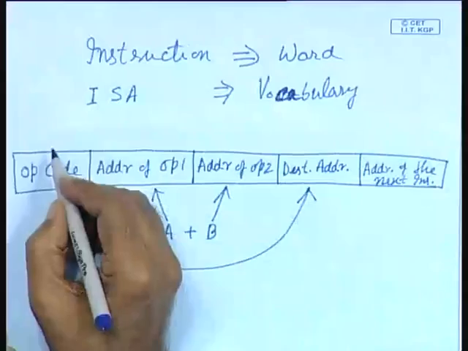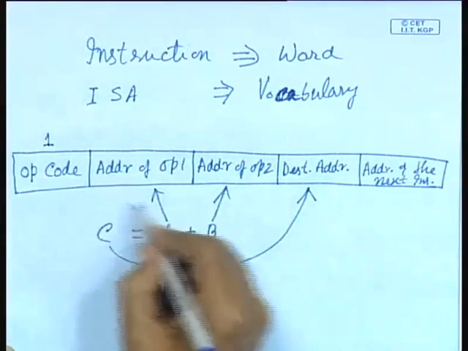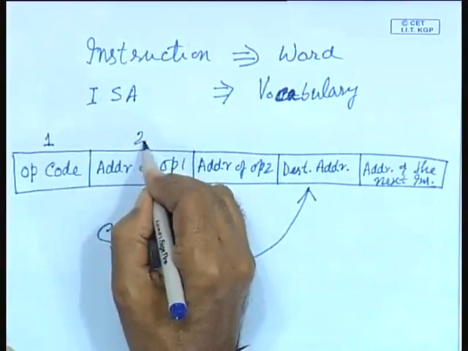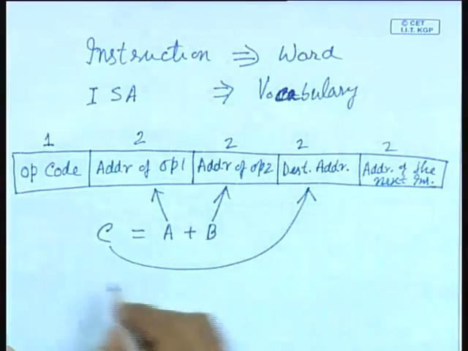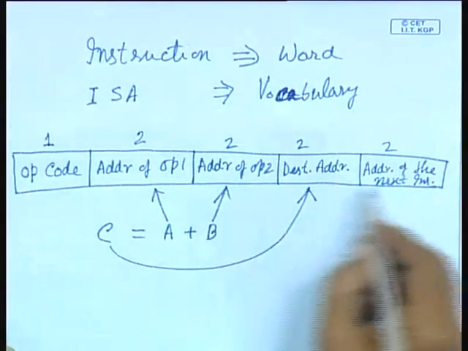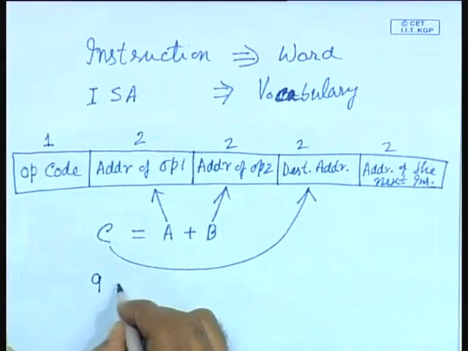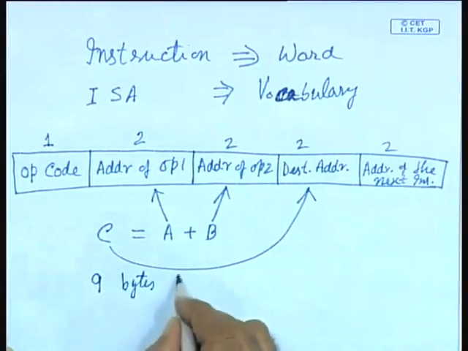is explicitly specified as part of the instruction, then the instruction will be too long. For example, suppose the opcode requires 1 byte. An address may require 2 to 4 bytes. Let us assume it requires 2 bytes for simplicity, 2 bytes, 2 bytes and 2 bytes. So you can see even in this very simple format, it requires 9 bytes per instruction.